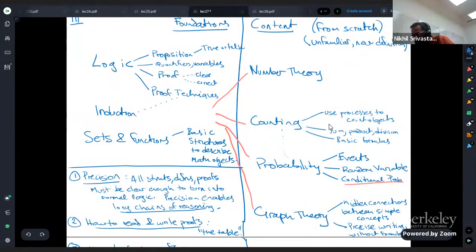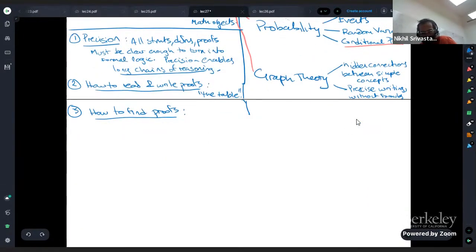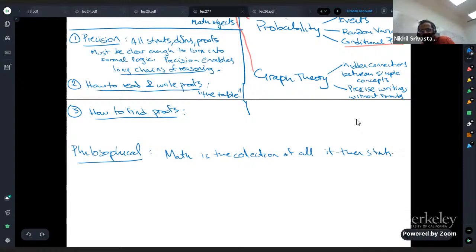Okay, so that's a high level picture of how the course was organized. Let me make some philosophical and psychological comments. So one is that we had the philosophical question of what is math? And one point of view is that math is the collection of all if-then statements. I think that's a very dry definition, but in a way, that's what we did in this course. We produced if-then statements. If you believe this definition, then this other proposition has to be true. And this speaks to Monique's question that the if-then statements being true doesn't mean that the hypothesis is always true.